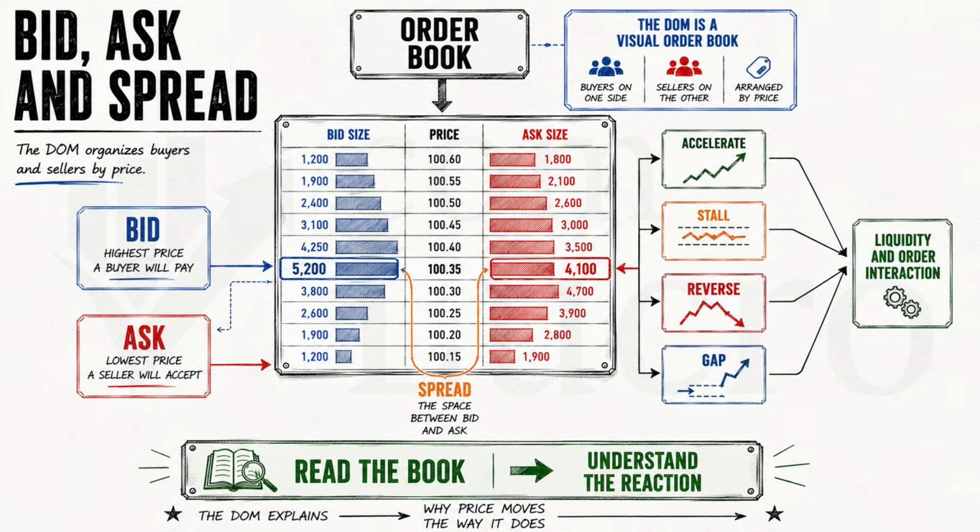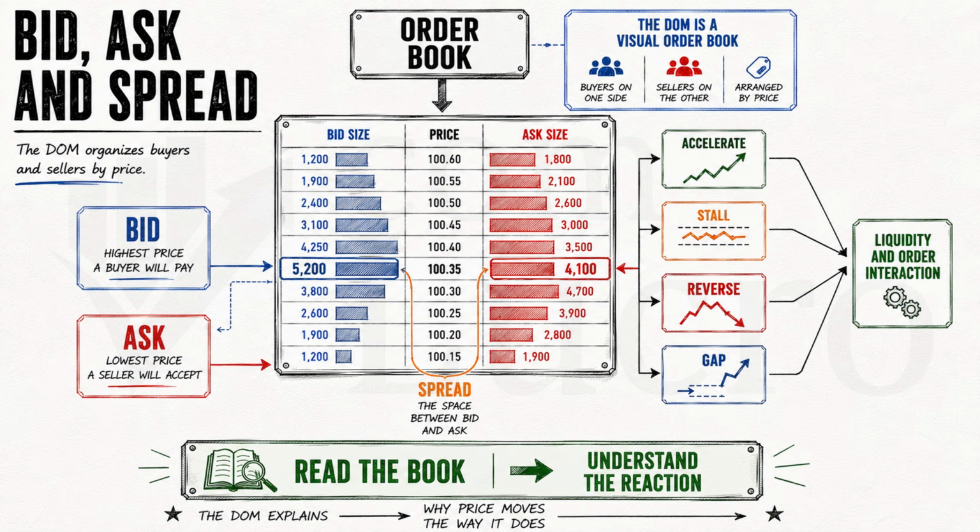When you combine the buy and sell limit orders, you get the bid and the ask. The bid is the highest price a buyer is willing to pay. The ask is the lowest a seller is willing to accept. And the difference between them is the spread, the first space price must cross when a market order enters.